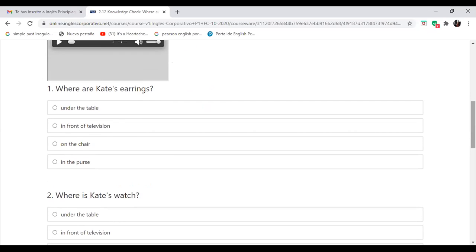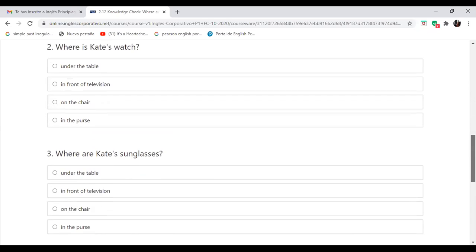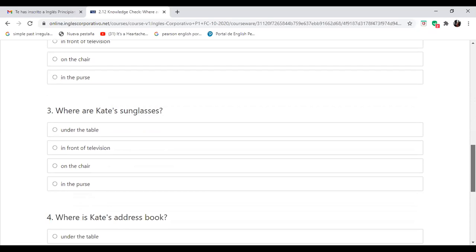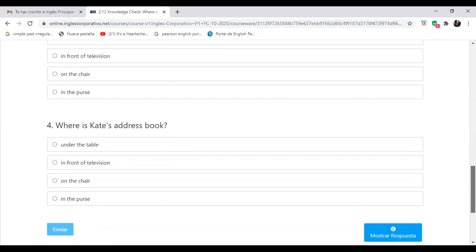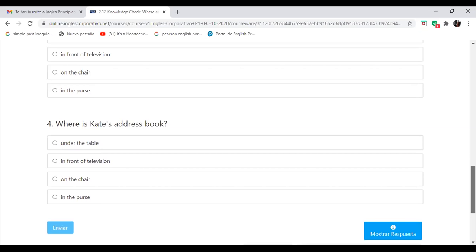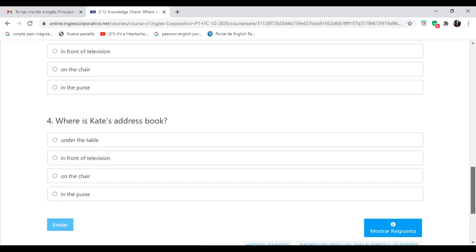So you will find questions like, where are Kate's earrings? Where is Kate's watch? And you have, where are Kate's sunglasses? And you have the four possible answers are the same. Las cuatro respuestas son las mismas, so you need to use them according to the position of the object. Under the table, in front of television, on the chair, or in the purse. Where is Kate's address book? Under the table, in front of television, on the chair, or in the purse.